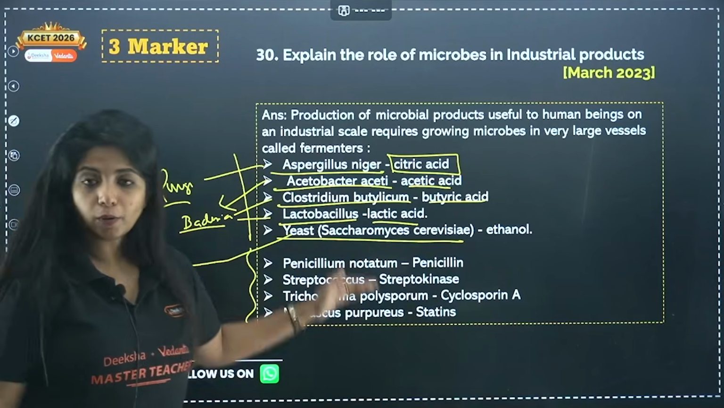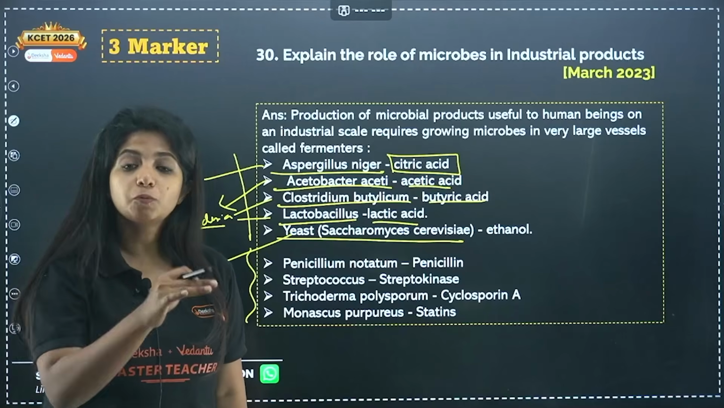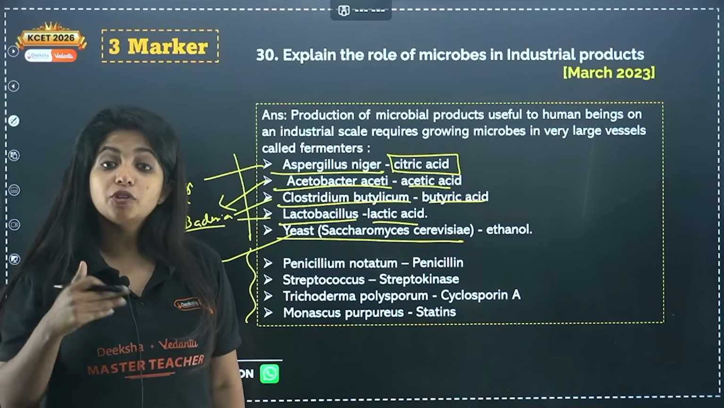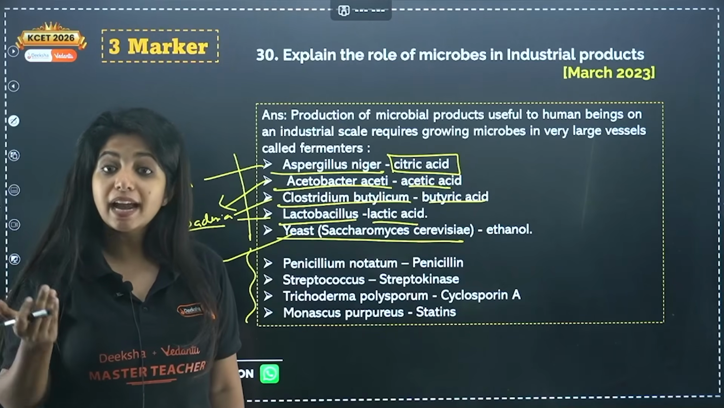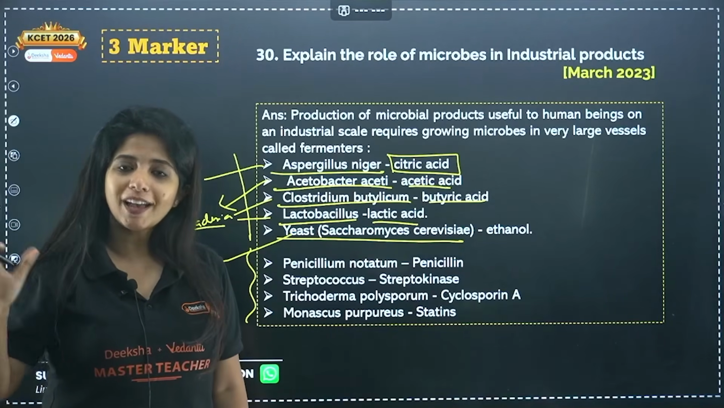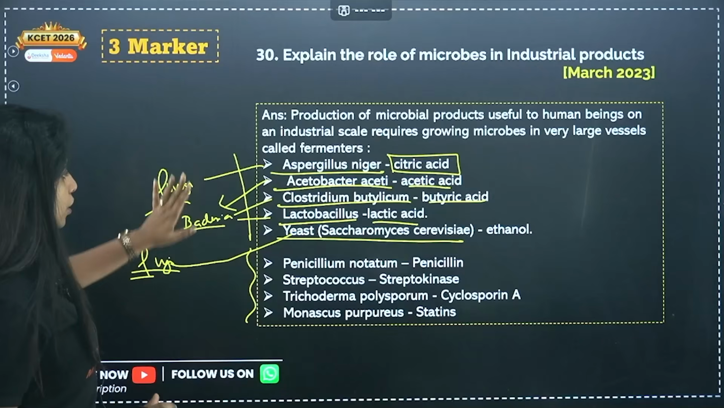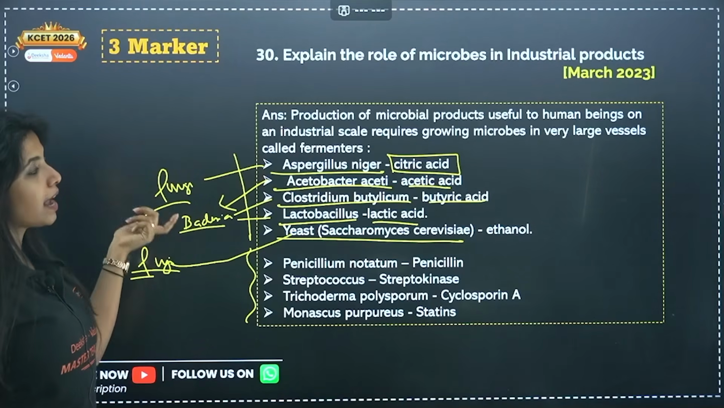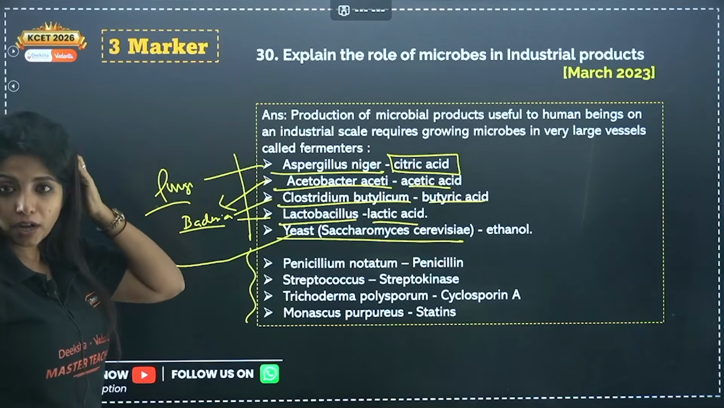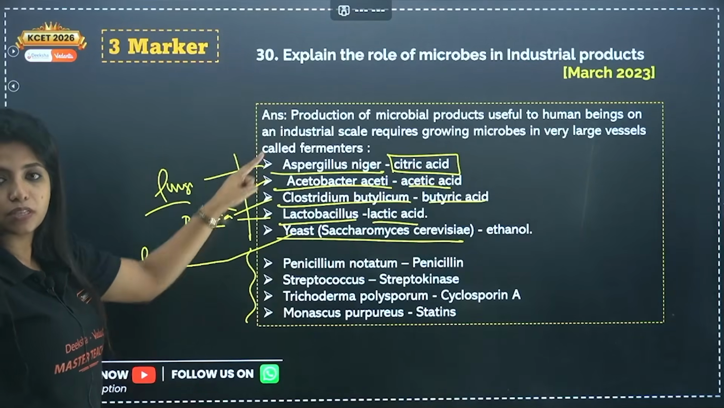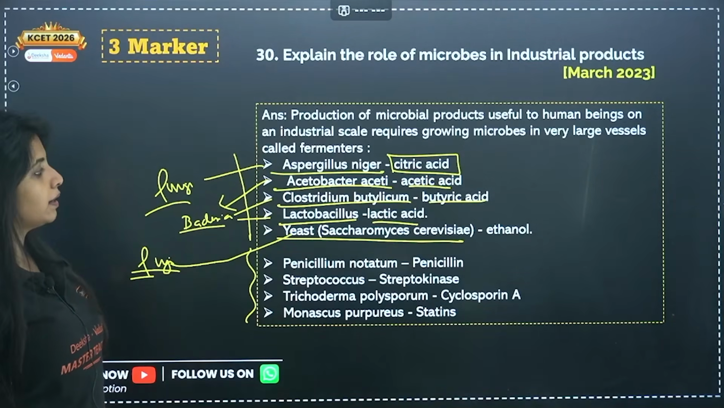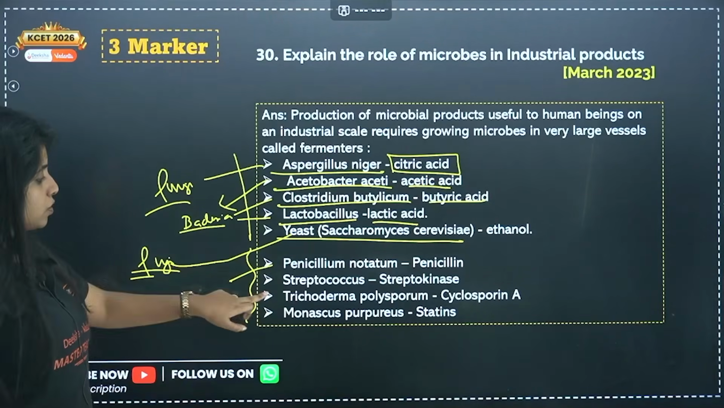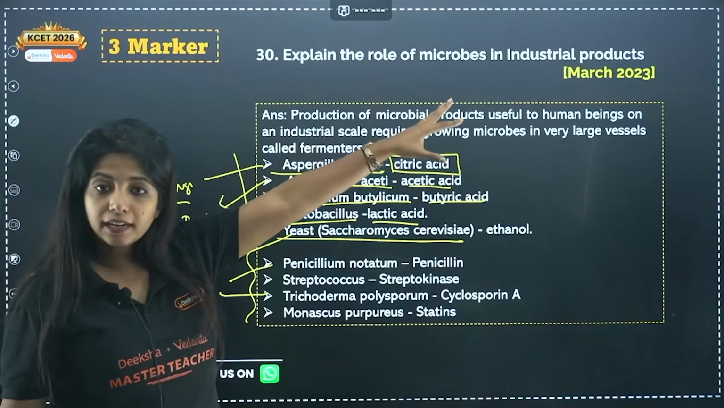So children, read it out. Citric acid, where do you get it from? Aspergillus niger, ma'am, it is a fungi. Acetic acid, Acetobacter aceti. Butyric acid, Clostridium butylicum. Lactic acid, Lactobacillus. Ethanol, Saccharomyces cerevisiae. That is again a fungi. Two fungi, three bacteria. So if you are asked what is the fungi that acts in the production of industrial products, you should know that these are the examples. These two are examples for fungi, these three for bacteria. Penicillium notatum is also a fungus. Trichoderma is also a fungus. Anyways, so this is for industrial products.